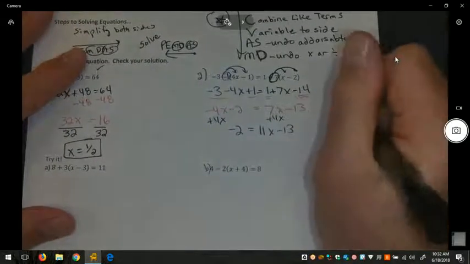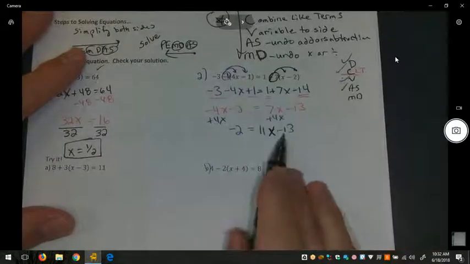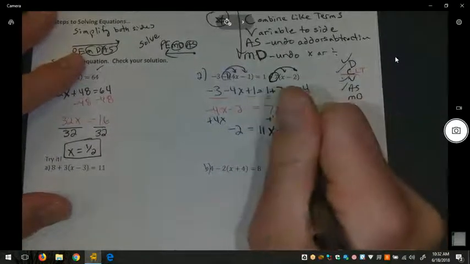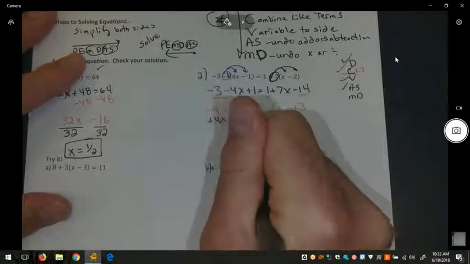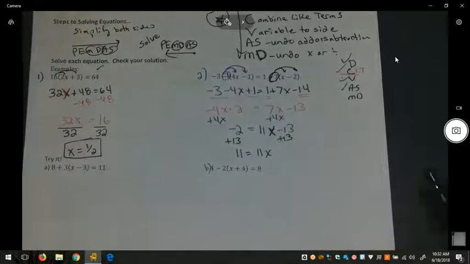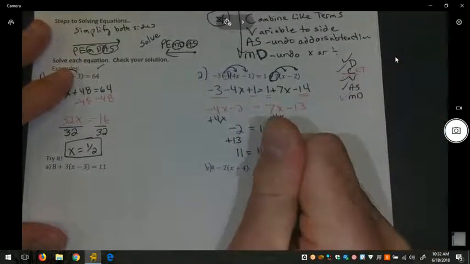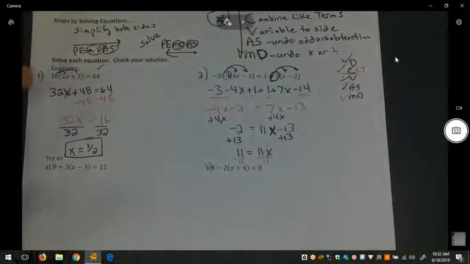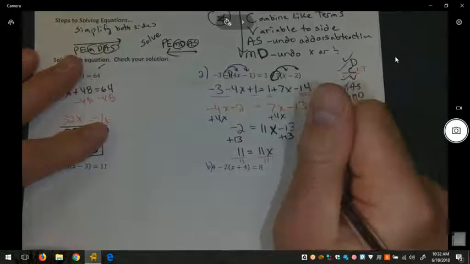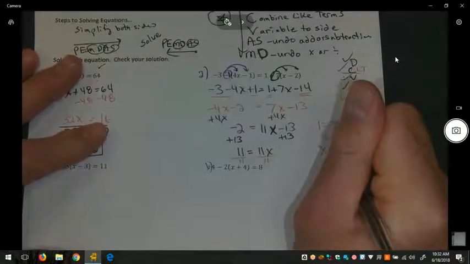Now we're on to undoing addition and subtraction. Remember, we're solving for x. So to undo the negative 13, we add 13 to both sides. This gives us 11 equals 11x. And now we undo multiplication and division. The multiplier of 11, we can divide by 11 or multiply by the reciprocal 1/11. This will give us 1 equals x, or we can rewrite it as x equals 1.